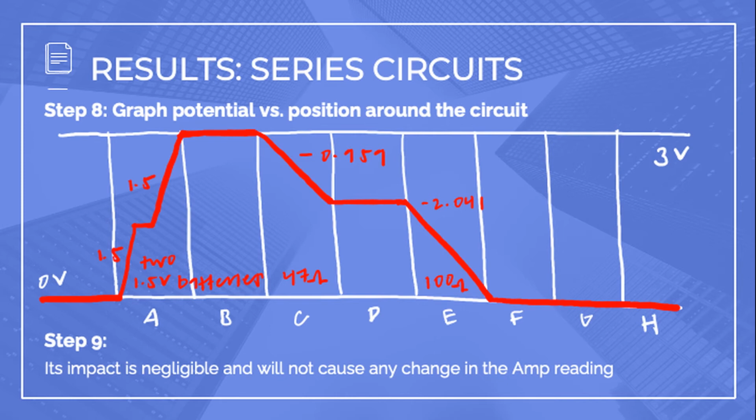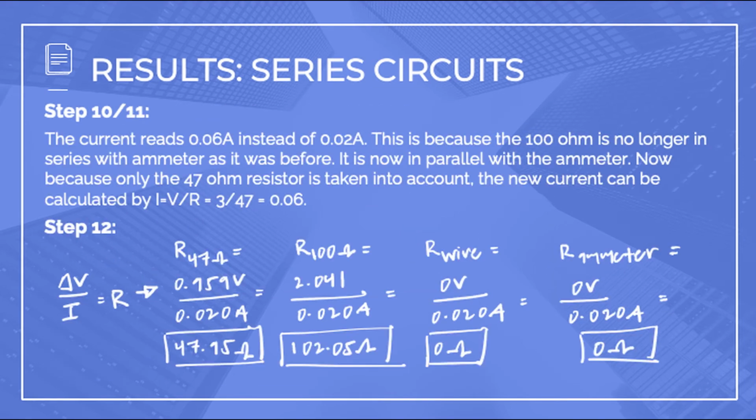Then for part 9, when I attached the voltmeter and altered the circuit, the ammeter reading did not change because its impact is negligible and will not cause any change in the amp reading. When I replaced the voltmeter with an ammeter in parallel with the 100 ohm resistor, the current read 0.06 amps instead of 0.02 amps. This was because the 100 ohm resistor is no longer in series with the ammeter as it was before. It is now in parallel with the ammeter.